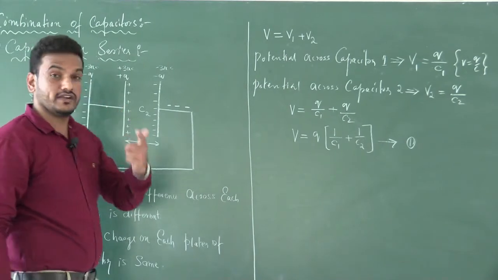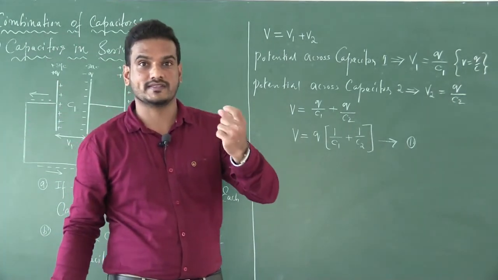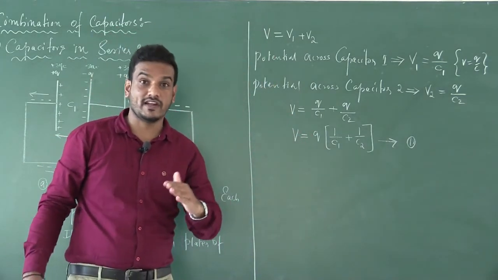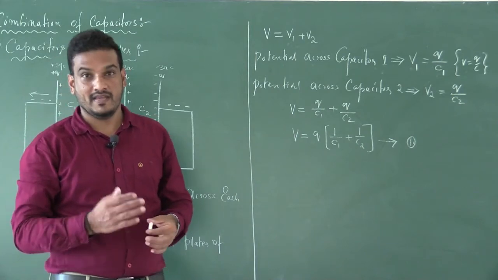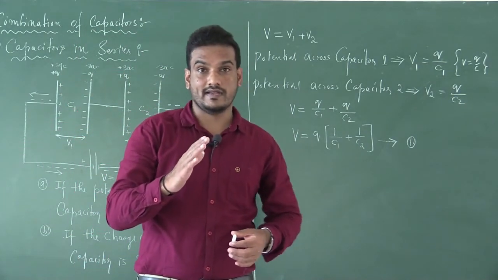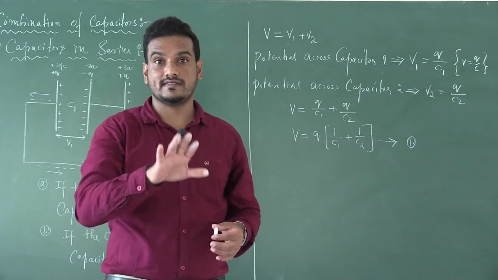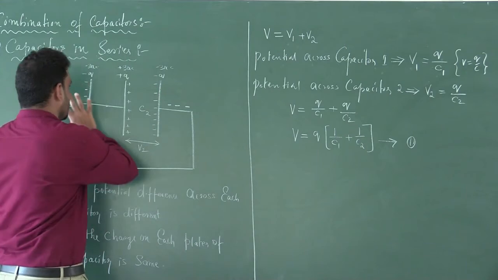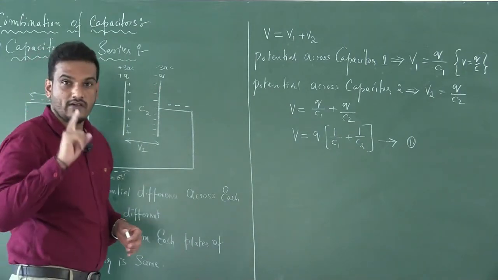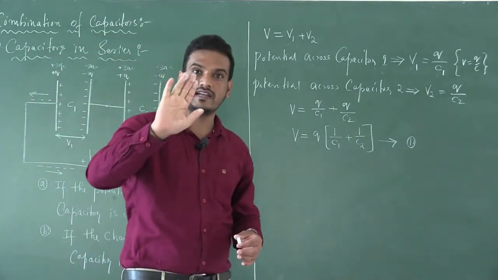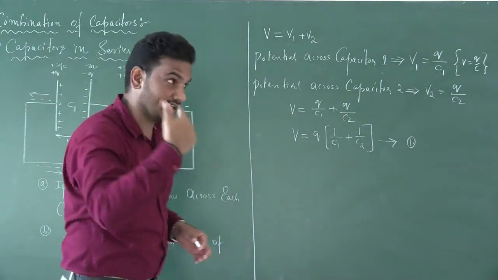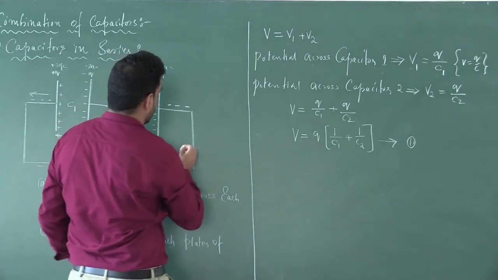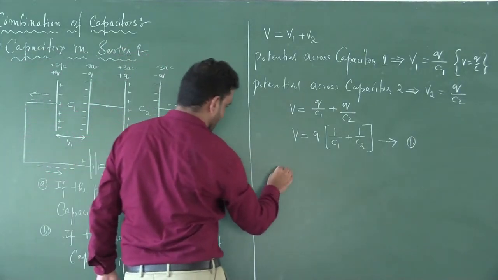Now I will introduce one effective capacitor of capacitance CS. What do you mean by effective capacitor? The capacitor that has the same capacitance as that of a group of capacitors. It means instead of using two capacitors, I will use only one capacitor. That capacitor has the same capacitance as these two capacitors. So I'll draw the diagram here. So, the equivalent capacitor.